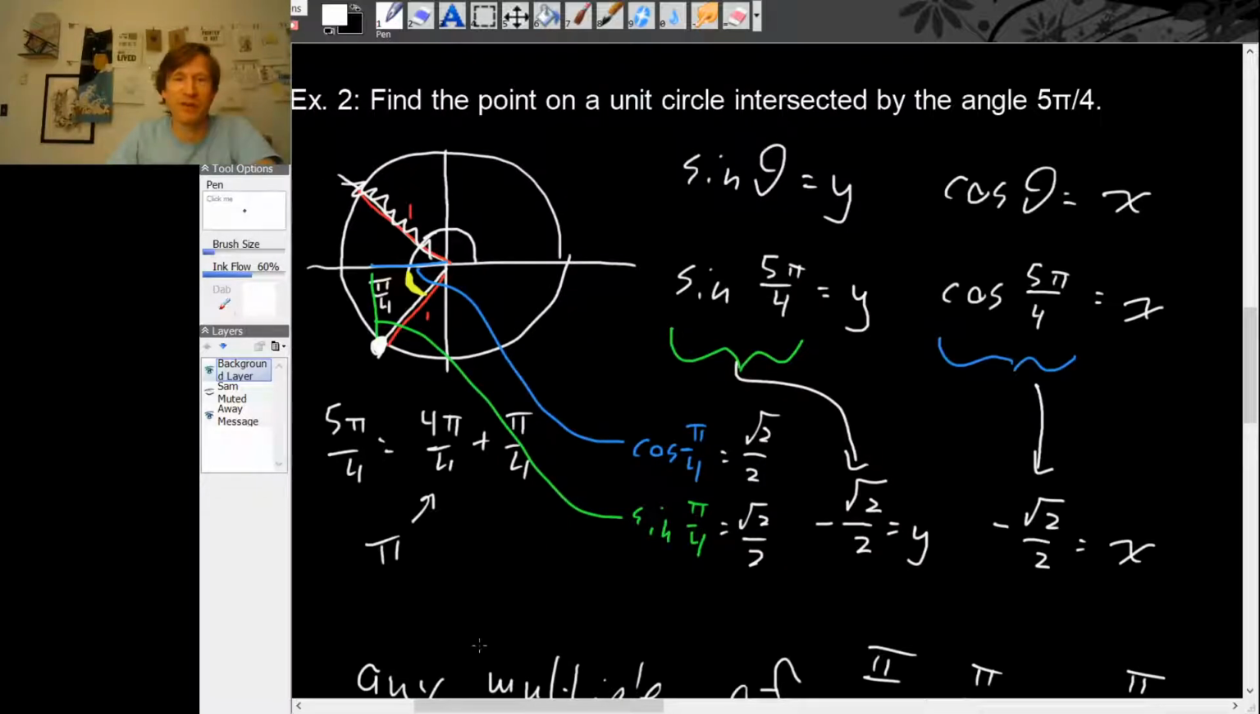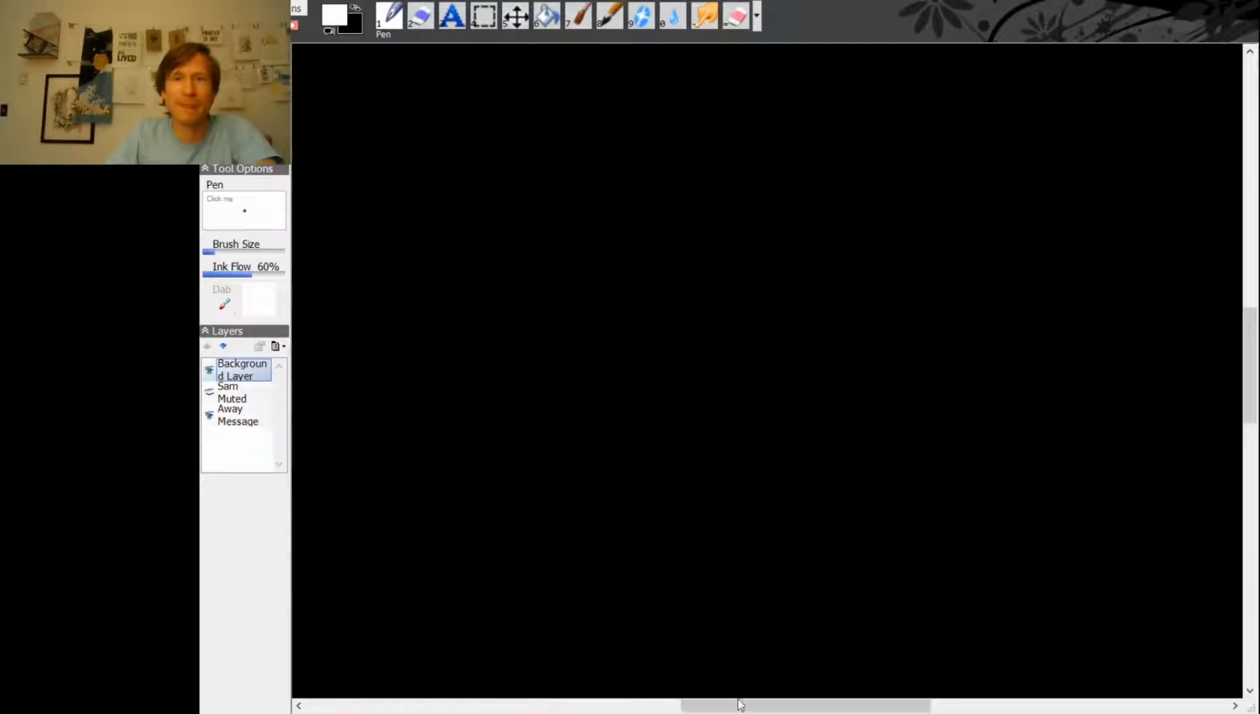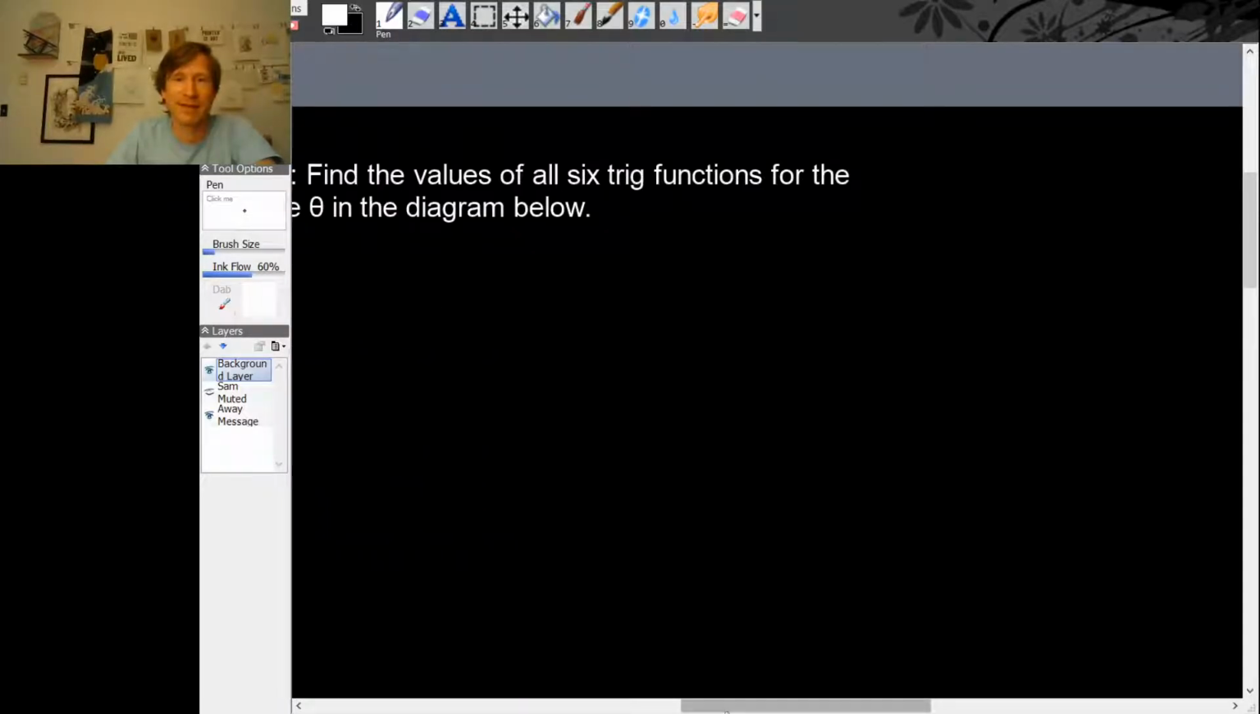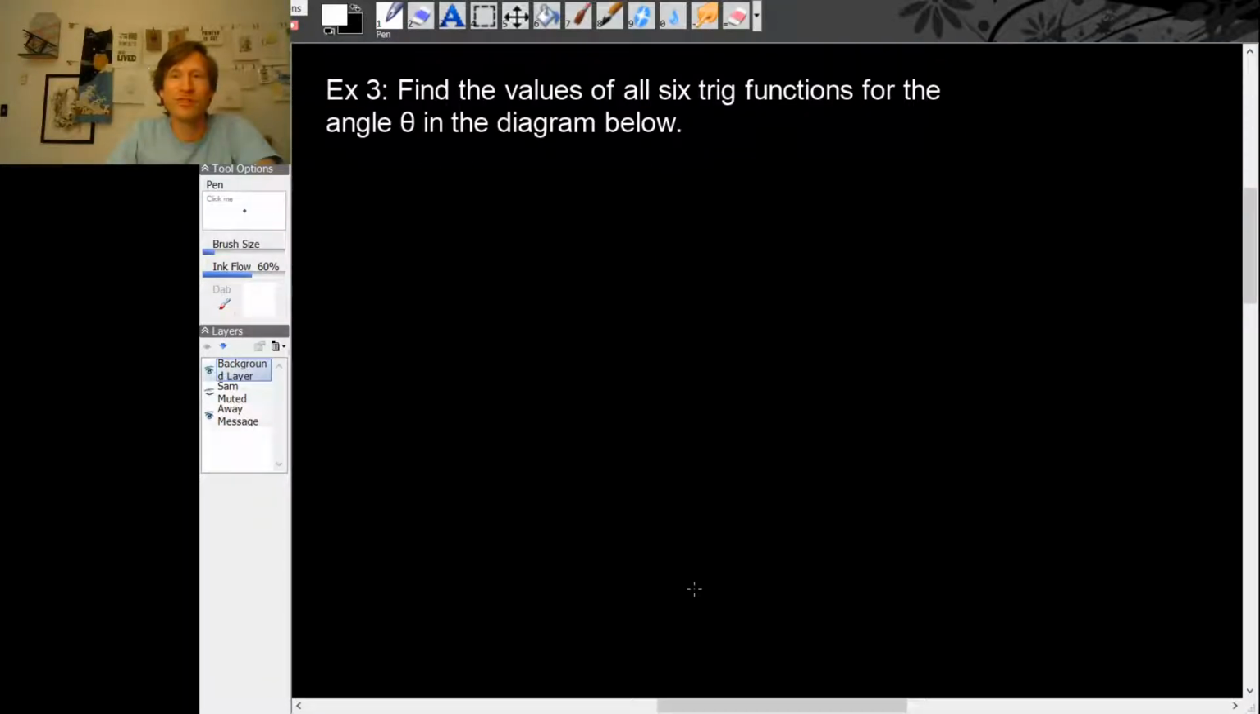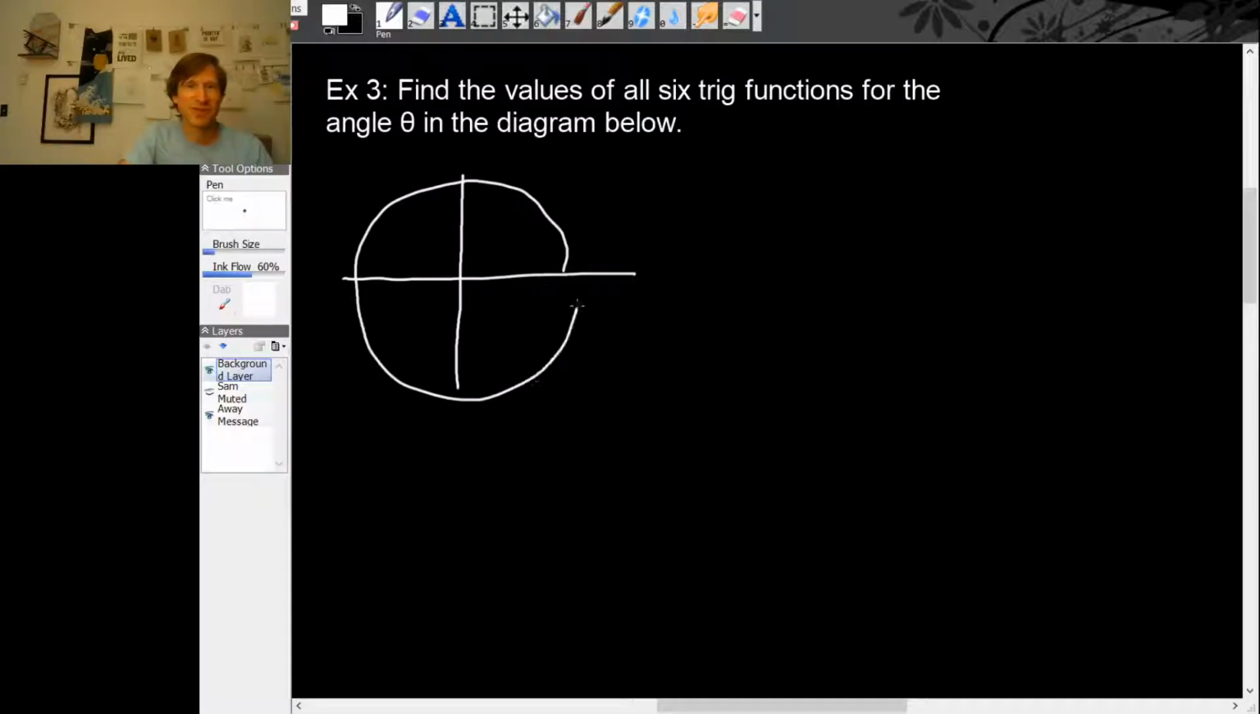Okay, let's look at one final example. Let's find the values of all 6 trig functions for the angle theta in the diagram below. And I failed to draw my diagram. The diagram that I wanted is right here. So let's say this is -2, and this is 5.